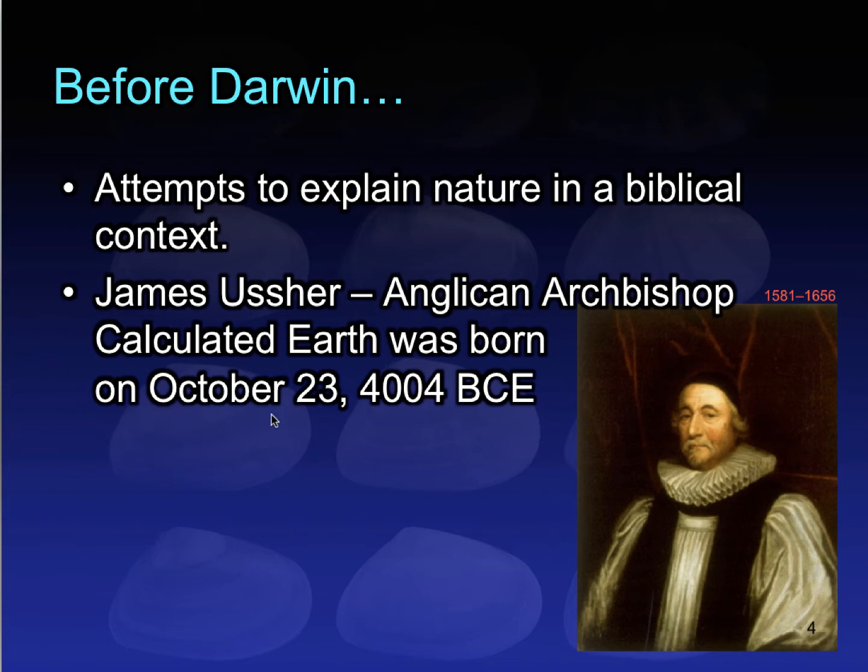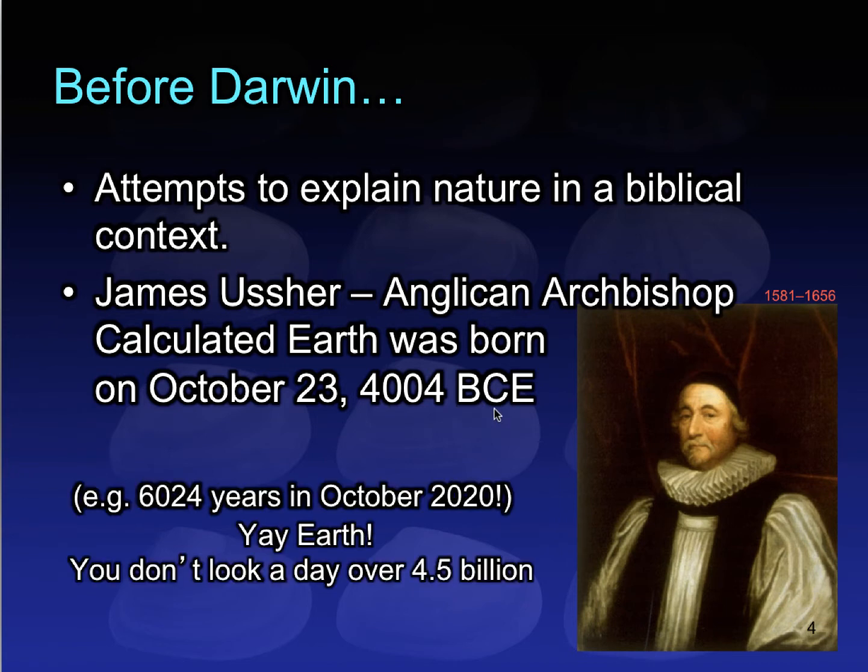He came up with October 23rd, 4004 BCE. Now, that puts the Earth at basically 6,024 years old as of the last October, 2020. So that's obviously a very young Earth. Doesn't even look a day over 4.5 billion. Okay, that's kind of a joke because we actually do know that the Earth is 4.5 billion years old, not 6,000 years old.